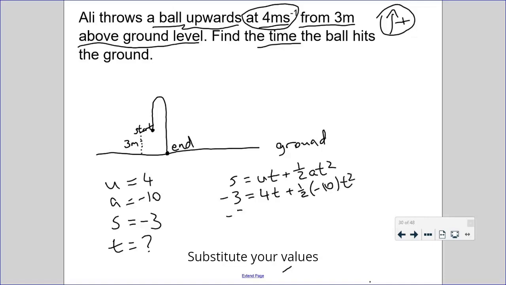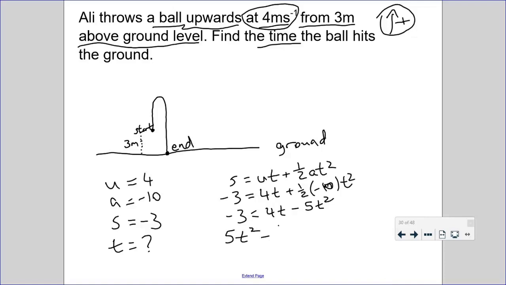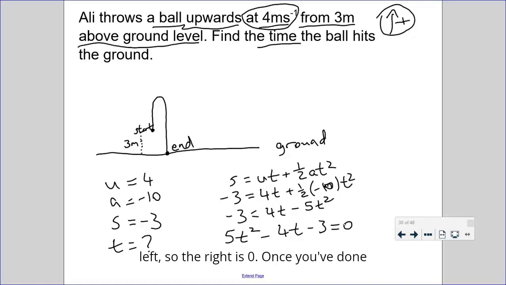And substitute your values. And now I will rearrange this so that it is in a quadratic form. Right, so I've moved everything to the left, so the right is 0. Once you've done that, you can use the quadratic formula. Right, this should give you two answers, which would be 1.27.